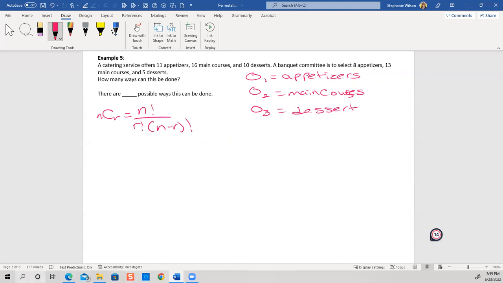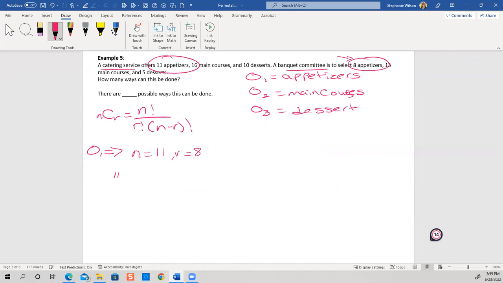Well, we're going to do the first order first. So we have 11 appetizers and 8 appetizers. So in the first one, and if you need to label it, I would come over here and say order 1. Right? So my N is going to be 11 and my R is going to be 8, because it says the catering service offers 11. The banquet committee selects 8. So the 8 is going to represent the R at a time, right? And 11 will represent my total.